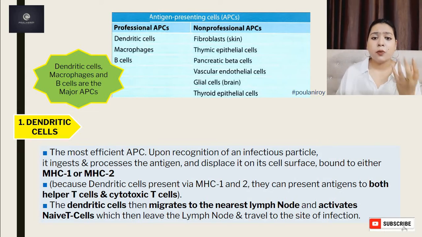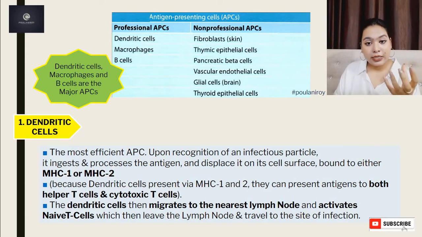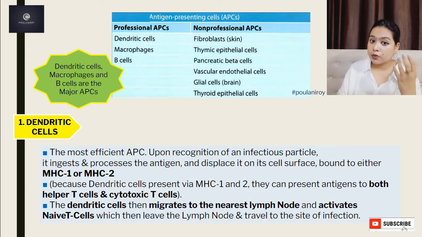Processing means it is going to present the antigen. It displays it on its cell surface, bound to either MHC first or MHC second, whichever MHC is present, so that they can present the antigen to helper T cells or to the cytotoxic T cells.